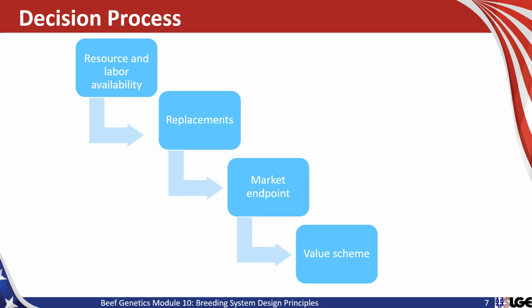Determine what the market endpoint is. Are calves sold at weaning? Are they sold at a year of age? Or are they sold as slaughter animals directly? This helps define what the sale point is and thus what EPD might be economically relevant, be it weaning weight, yearling weight, or perhaps carcass weight. And then determine if those animals will be sold on some kind of value-based scheme whereby carcass metrics may become more important.